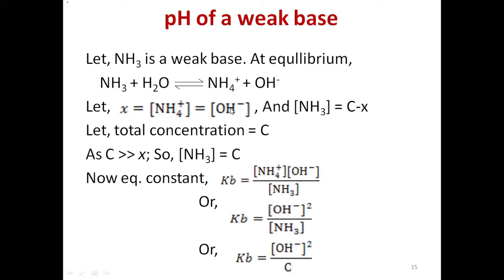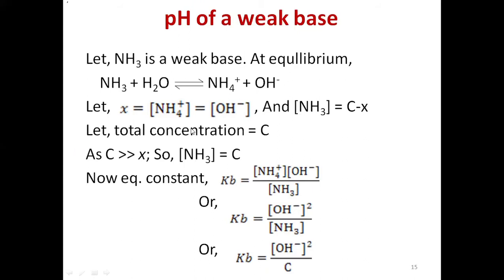Okay. Then we assume that the total concentration of ammonia equals C, and the amount dissociated is X. So we can say that the concentration of ammonia equals C minus X. Is it clear to everybody? Yes sir. Okay, fine.